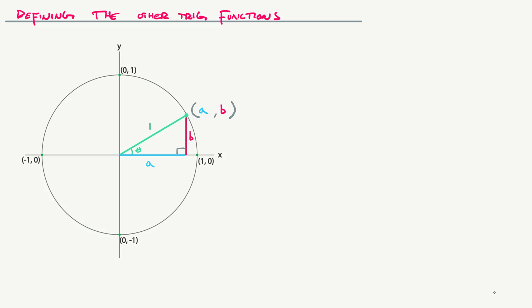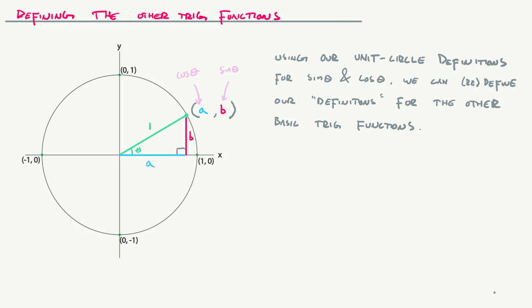So first off, here's what we already know. We know that on the unit circle, which has a radius of 1, centered at the origin, the adjacent side of an angle theta is cosine, and the opposite side of an angle theta is sine. And here's our goal: we're going to redefine the other 4 trig functions using what we already know about sine and cosine, starting with the tangent function.